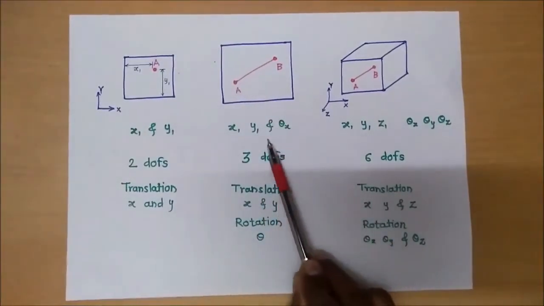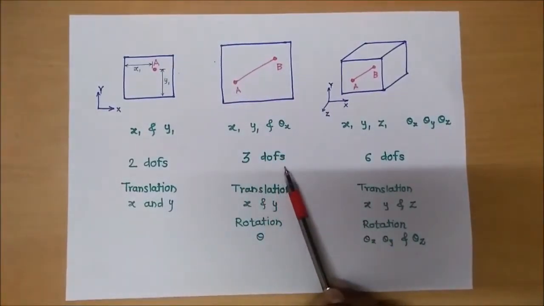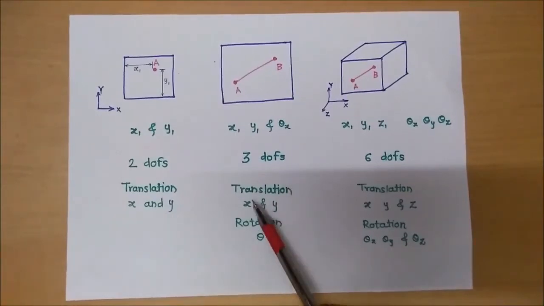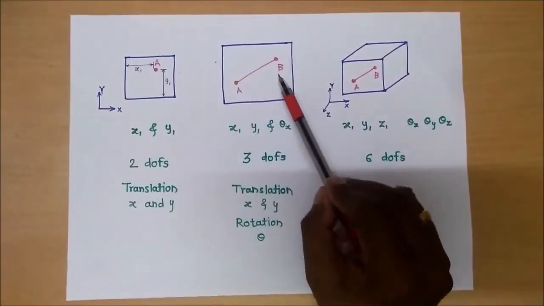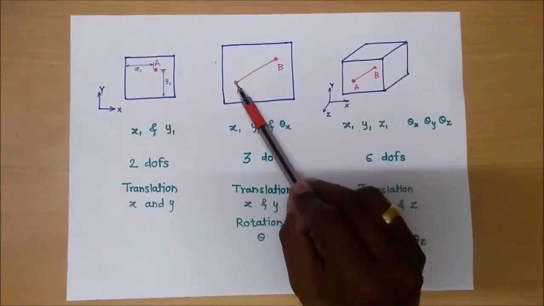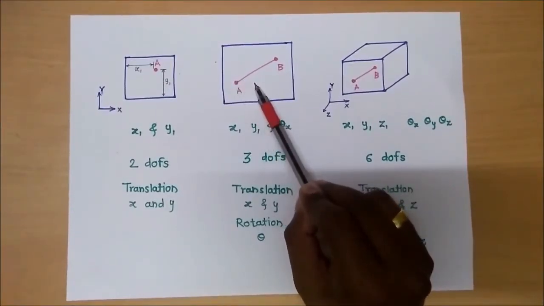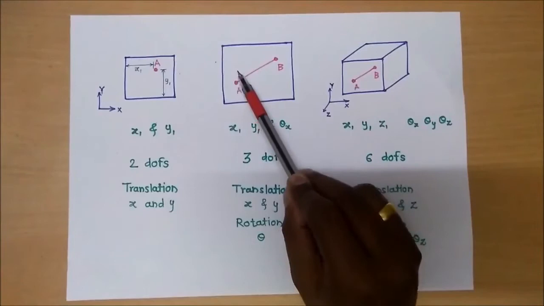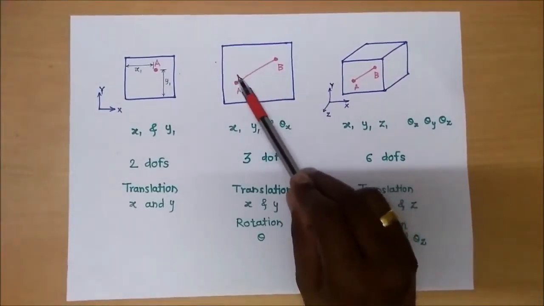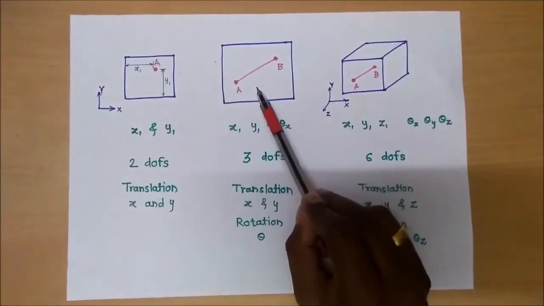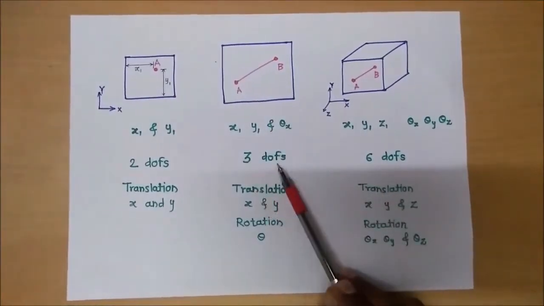So we can say that it has 3 degrees of freedom: translation in x and y, and rotation in the theta direction. If we apply some forces on this line, this point can move in the horizontal direction or vertical direction, or it can rotate in this theta direction. So these are the 3 degrees of freedom.